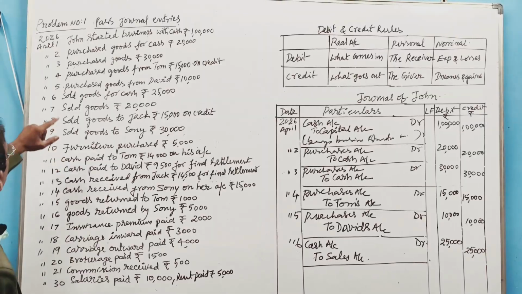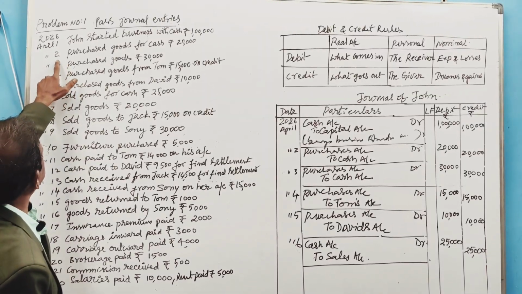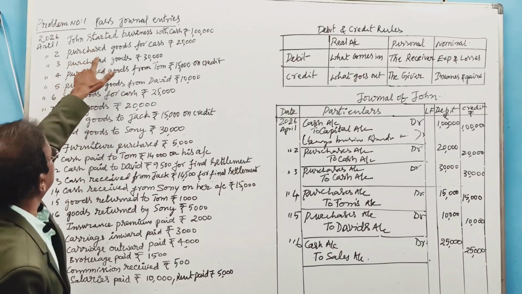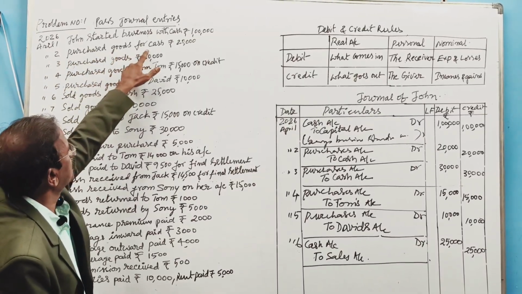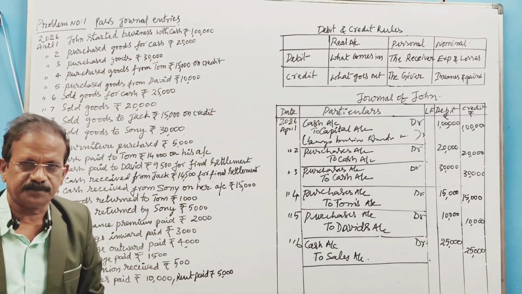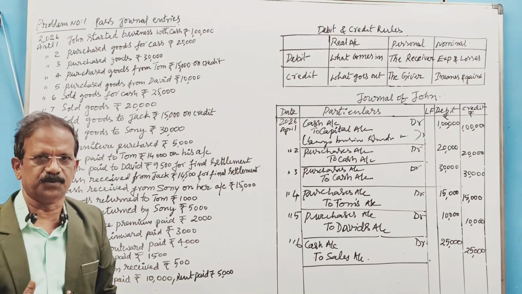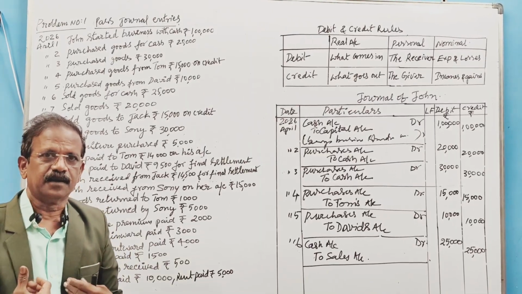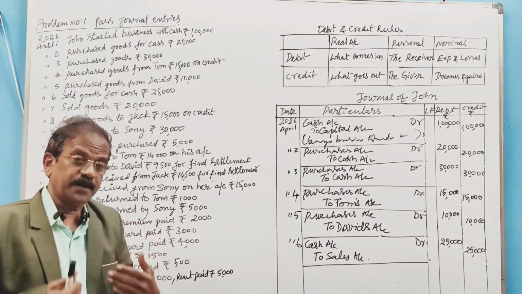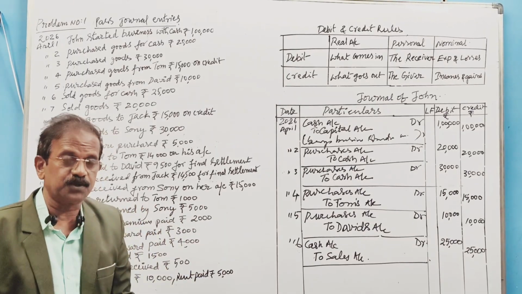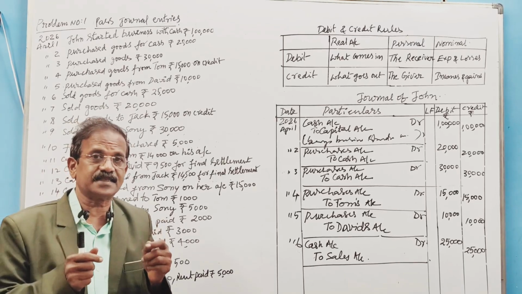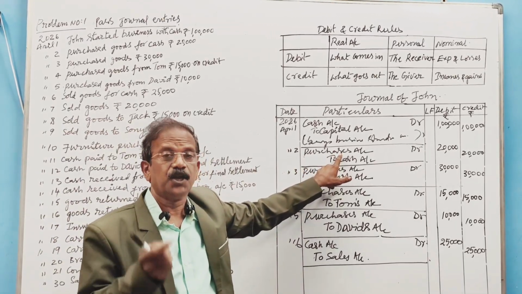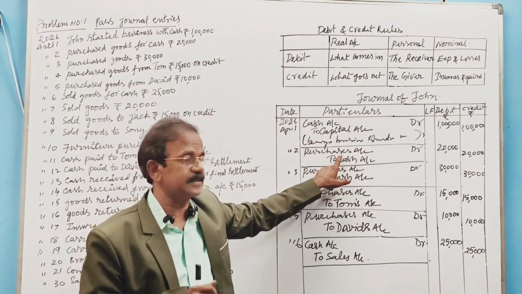Now, coming to the second transaction, means April 2nd. Purchased goods for cash, rupees 20,000. We purchased goods. What is coming into the business? Goods are coming. Debit that. But instead of writing goods, you should write purchases account.